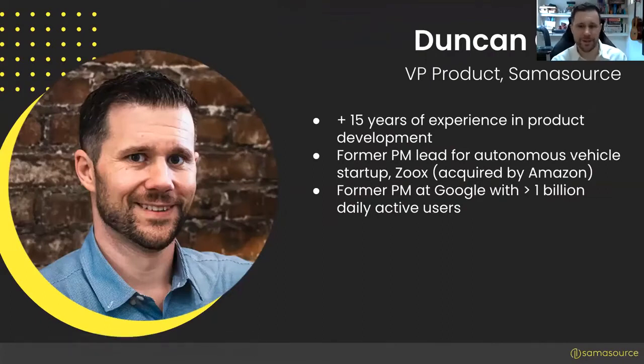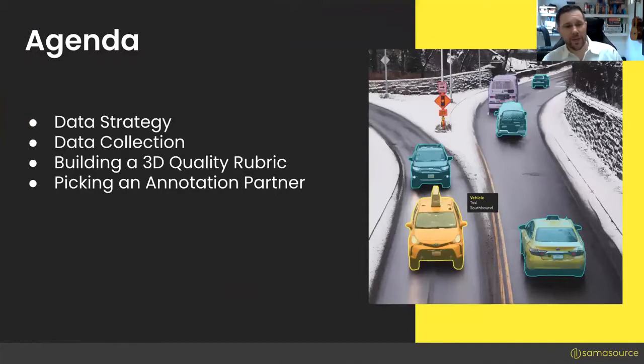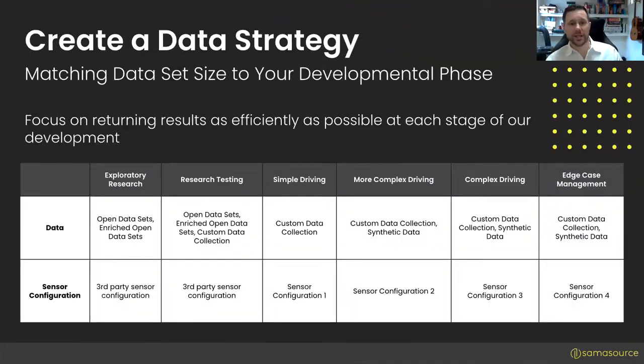I'm the VP of Product here at SummerSource, and I've got some background in autonomous vehicles and data labeling. So I'm hopefully going to share some insights that are useful to you tonight, and then answer some of your questions at the end. How I'm going to address this is we're going to talk about a data strategy, your data collection options, building a 3D quality rubric, and then picking an annotation partner. So let's start with creating a data strategy.